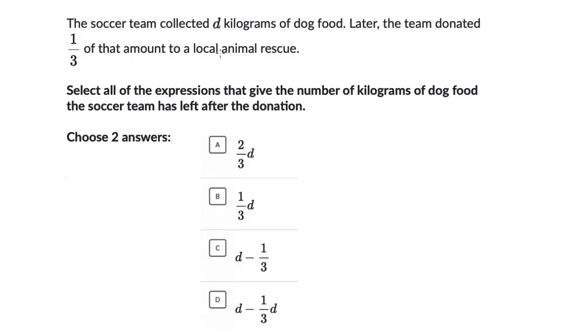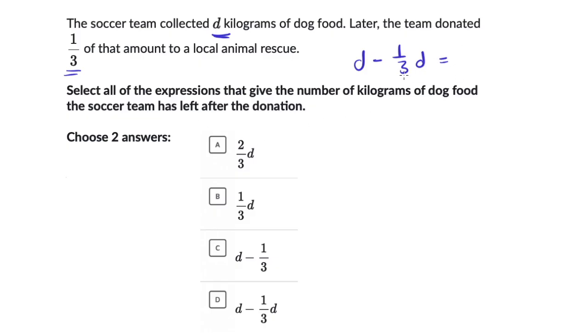All right, so the team collected D kilograms. That's where we're going to start. And then the team donated 1/3 of that amount. So 1/3 of that amount is 1/3 D, and they donated that. So whatever we started with, we're going to subtract the amount that we donated, and that's what we are going to have left after the donation.